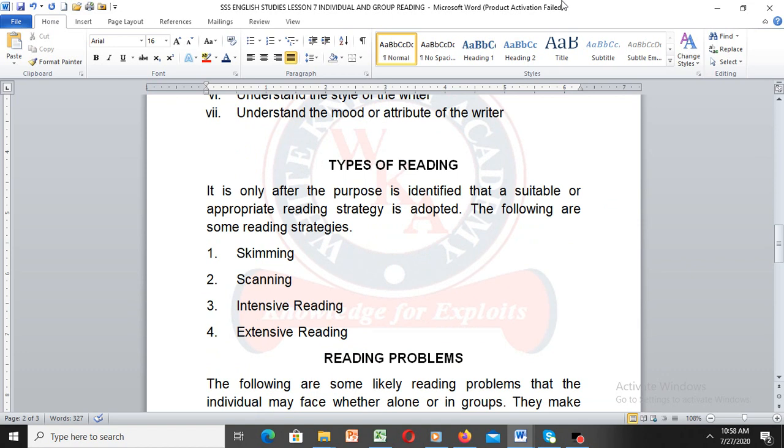Alright, having said this, let's move forward to look at types of reading. It is only after the purpose is identified that a suitable or appropriate reading strategy is adopted. The following are some reading strategies. Number 1, we have skimming. Number 2, scanning. Number 3, intensive reading. And number 4, extensive reading.